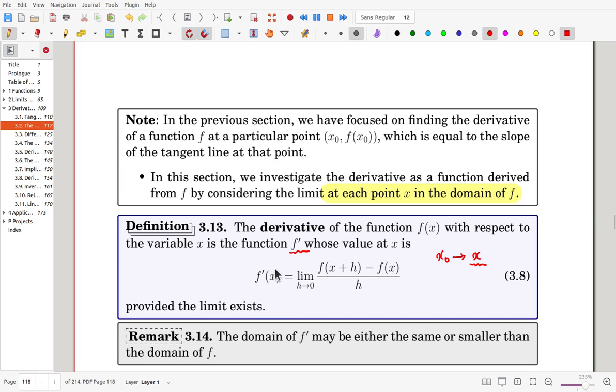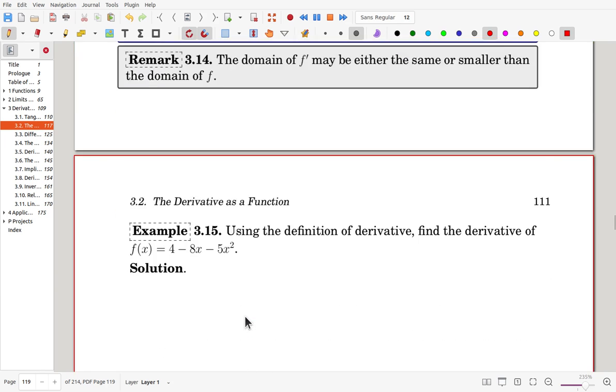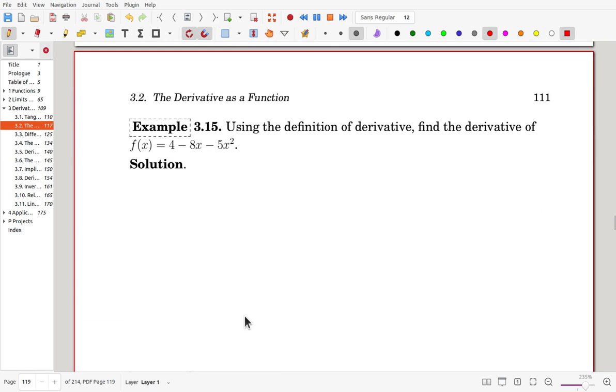Also in the notation, rather than f prime of x0, we are using f prime of x. Once you try to find the derivative, at some point the limit may not exist, so the domain of f prime may be either the same as or smaller than the domain of f. It's a natural consequence, right? Okay, let's try to find the derivative of f using the definition of the derivative.